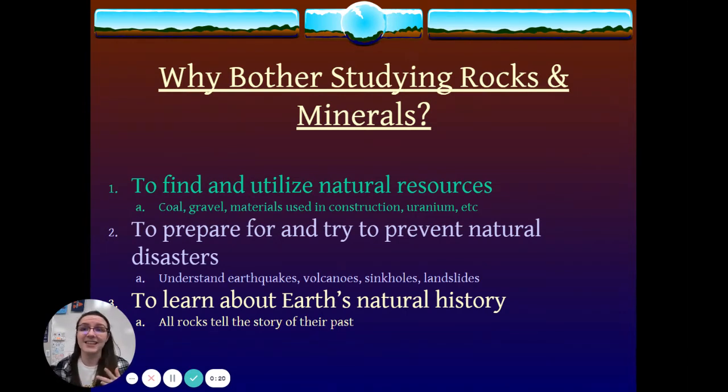Coal, gravel, things that are used in construction, uranium, the precious metals that make up your phone, all of those things, we've got to know how to find them and how to use them. They come from rocks and minerals.